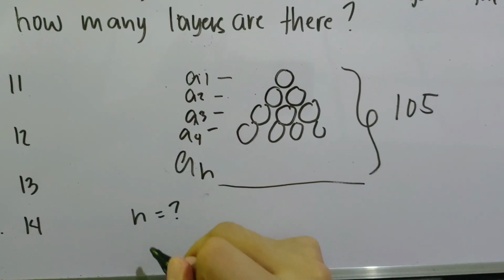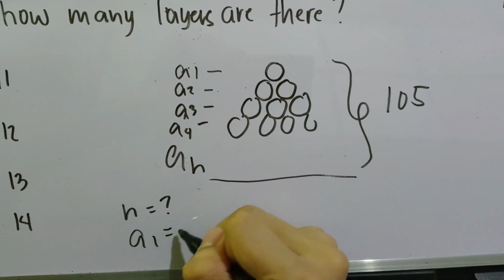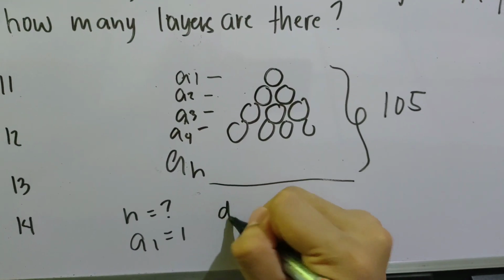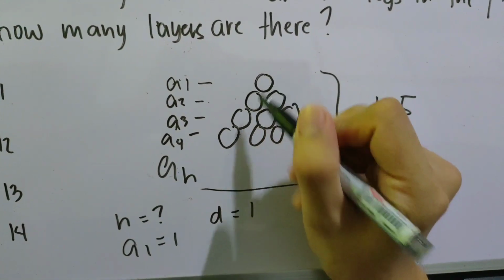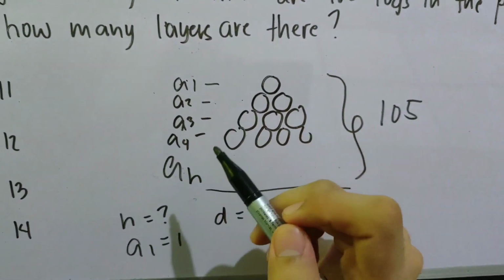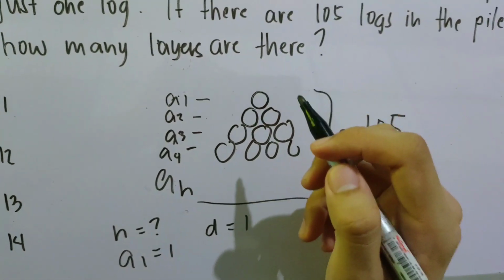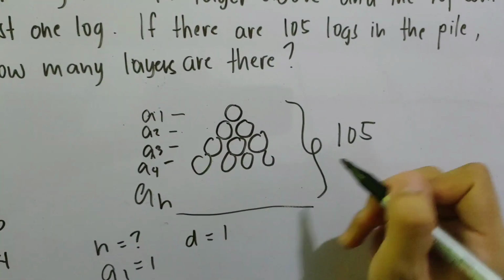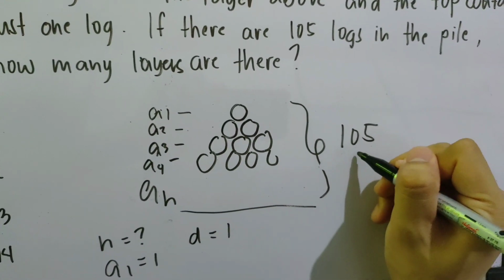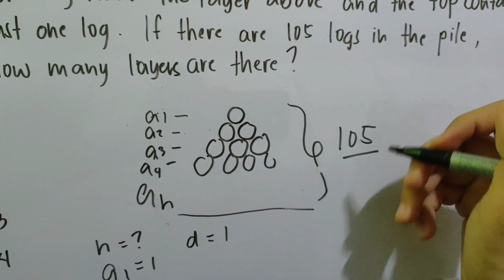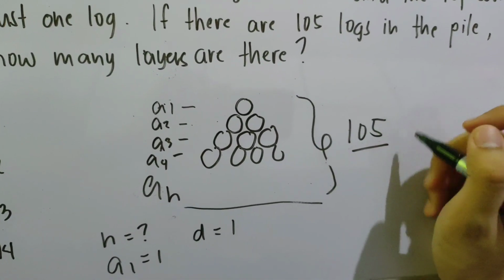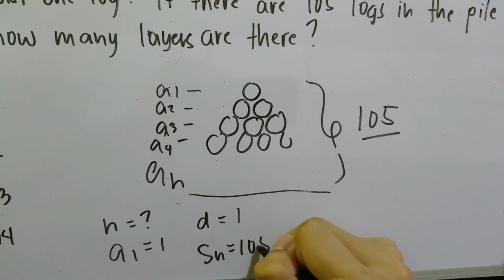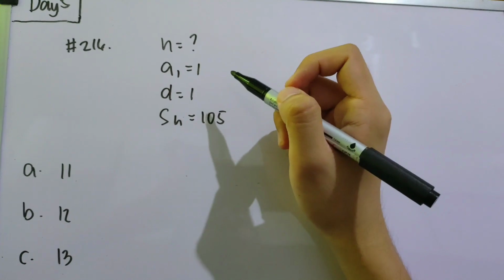Ang given tayo yung A1. Yung A1 which is 1. Tapos yung common difference which is 1 also. Kasi 1 yung difference nila eh. Anong difference ng A1 tsaka A2? 1 log. Kasi nag-i-increase siya ng isang log per layer. At ano pa yung given natin? 105. Itong 105 na to, ito yung total natin. O yung sum ng arithmetic series natin. So yung Sn natin is equal to 105. So ito yung mga given natin sa problem.